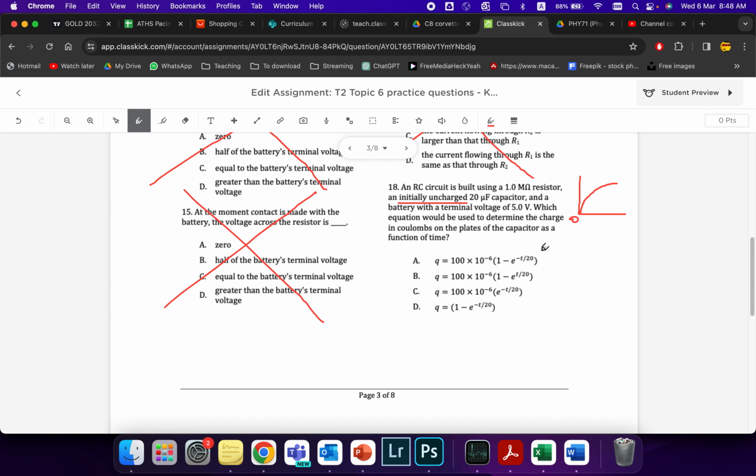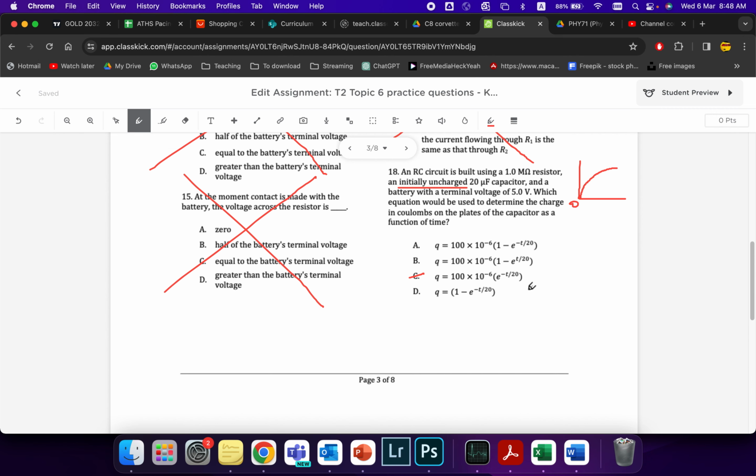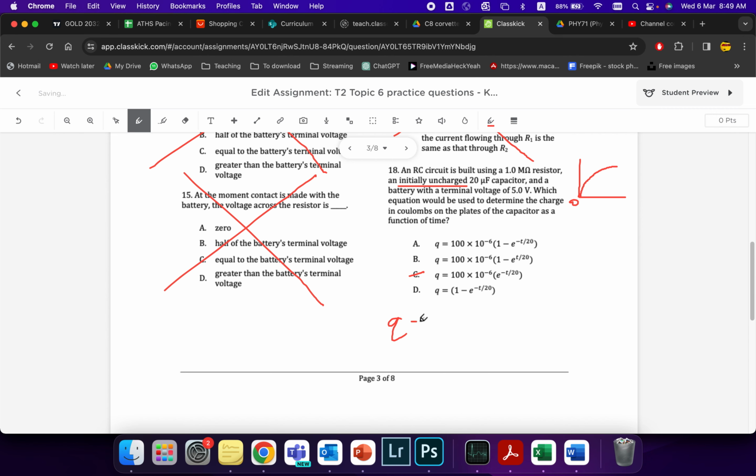Checking your formula sheet, the charging has the 1 minus. We went through this in the lesson video that I made, so I'm not going to go through this formula again, but long story short, 1 minus is for charging, e alone is discharging, so C is automatically out. So what we do is Q equals CV(1 minus e to the negative t over tau), t over RC.